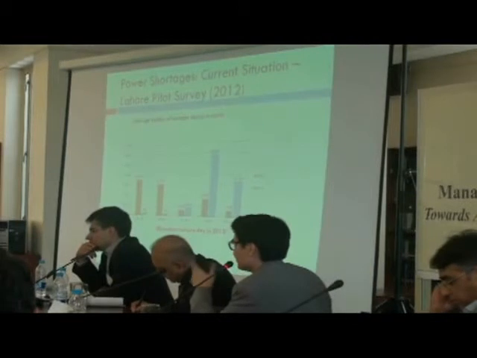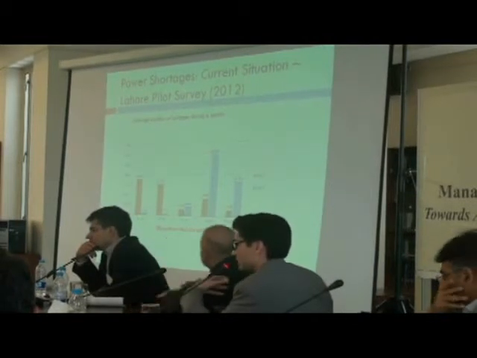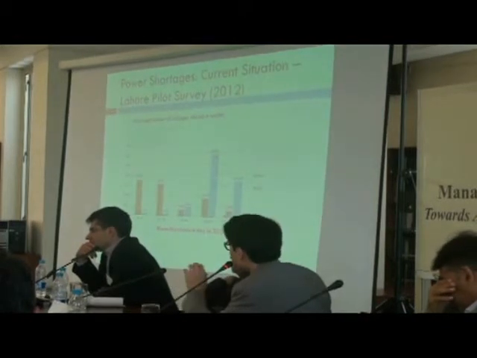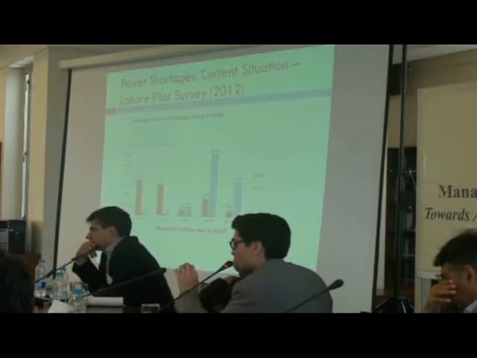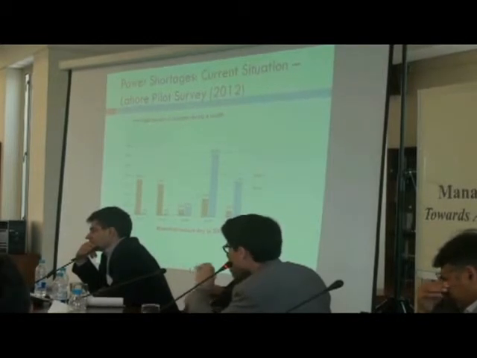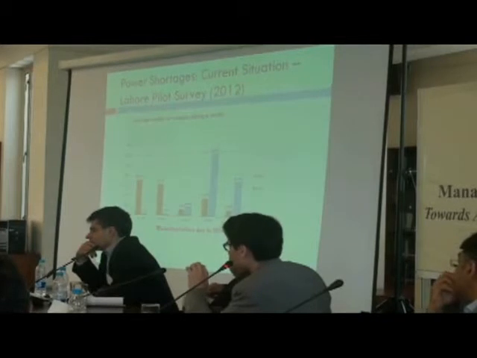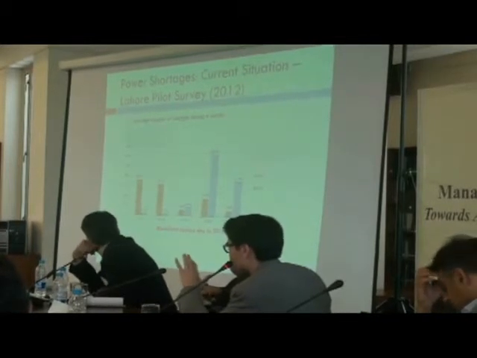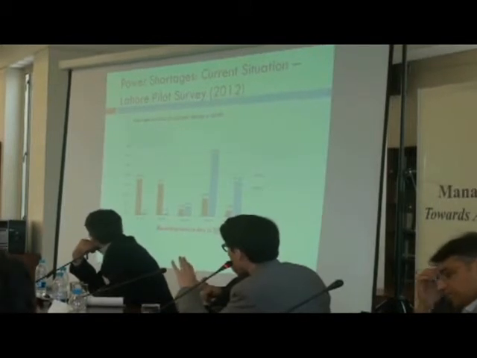Now this is a comparison. So this is the 2012 pilot survey which we did in Lahore, and comparing it to the situation in the Lahore zone in 2007. And this is average number of power outages during a month. The golden ones are those in 2007. On the x-axis you have the frequency of outages, and the light blue ones are 2012. And you can see the clear deterioration of the situation in terms of the power crisis.